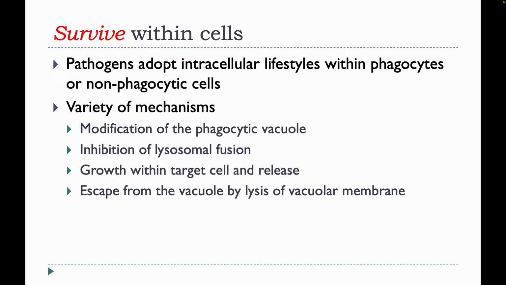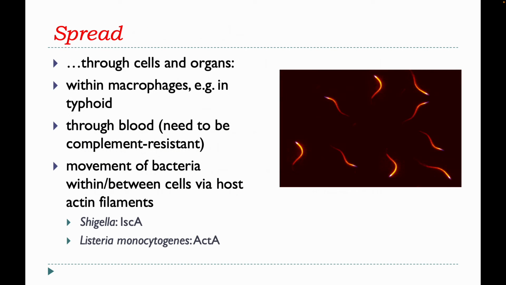Bacteria have to survive within cells, and the intracellular lifestyle is quite a common approach among bacteria. There are a variety of mechanisms that allow bacteria to survive within host cells. And then they have to be able to spread through cells and organs. So, if you're a typhoid bacillus, you want to get around in the bloodstream, you can live inside macrophages and be transported around that way. If you're traveling in the blood but naked, you have to be able to resist complement. Some bacteria will survive within cells, and move between them. So Shigella and Listeria monocytogenes both manipulate the actin cytoskeleton to move around.